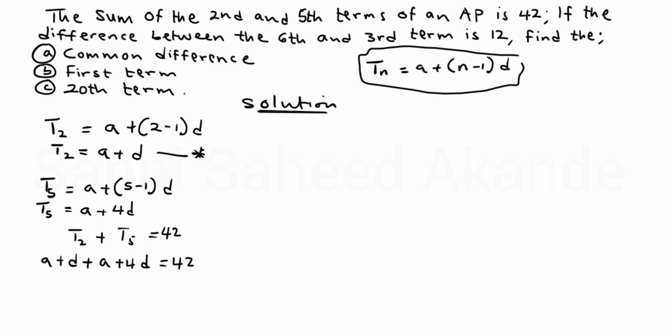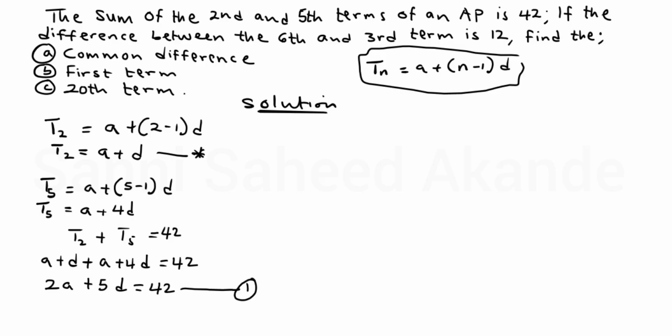Alright, so A plus A is 2A, then D plus 4D, that is plus 5D, equal to 42. Alright, so let's keep this one as our equation 1. Now let's read the question further.